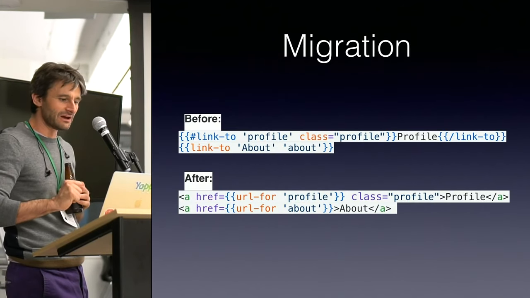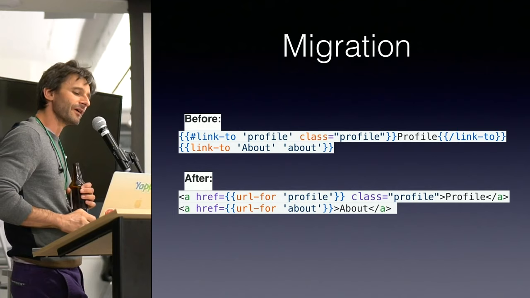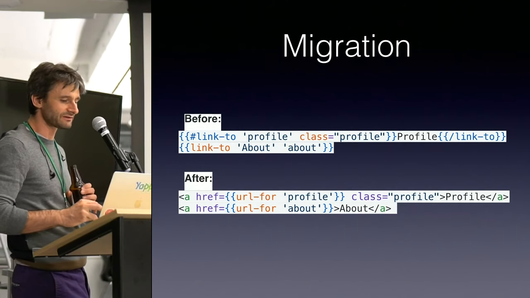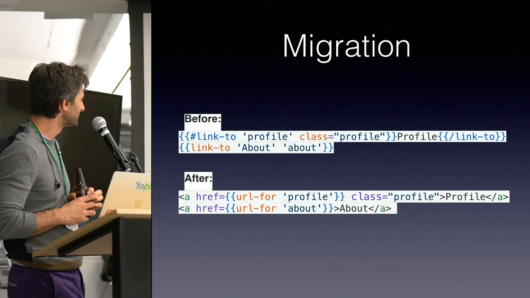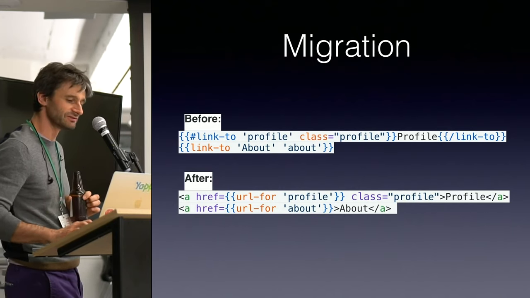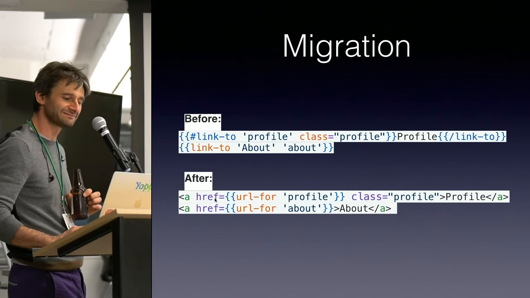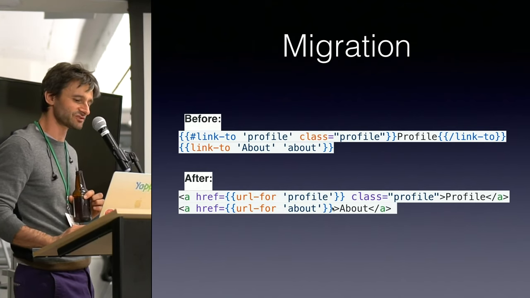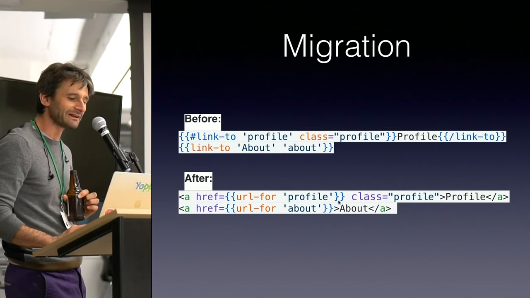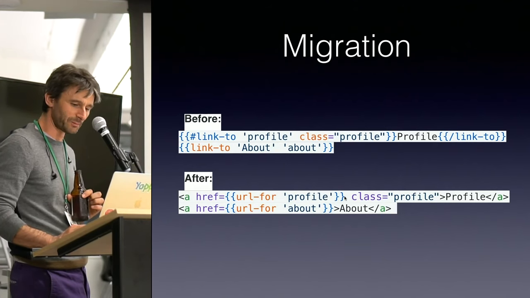Let's see what else I have. Oh, so the RFC talks about migrating from one to the other. And so this is an example of a simple case where instead of using link-to, you can use an a tag with an href attribute and dynamically set the href attribute to the result of the URL-for helper.